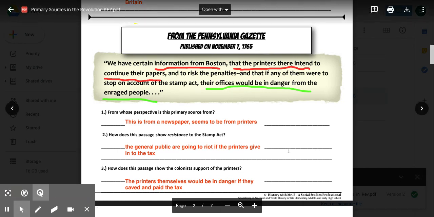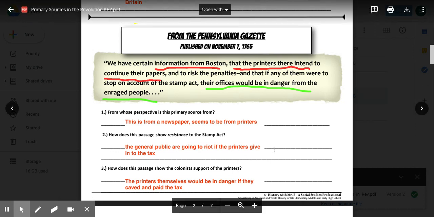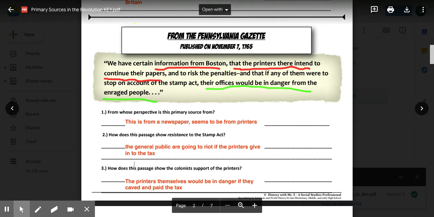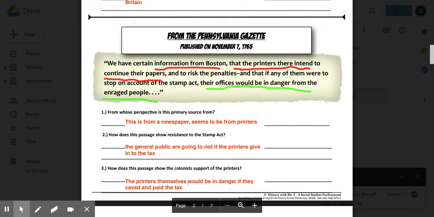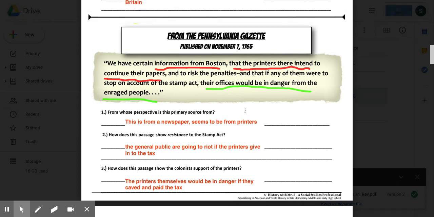All right, guys. Number 3, how does this passage show the colonists' support of the printers? So I've written here the printers themselves would be in danger if they caved and paid the tax. So remember, the question here is how does this passage show that colonists support the printers? Well, the printers are putting themselves in danger, right? Because if they caved in, meaning if they gave in and just decided to pay that tax, well, the colonists wouldn't necessarily support that paper.